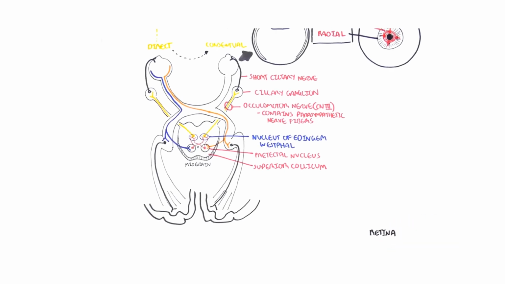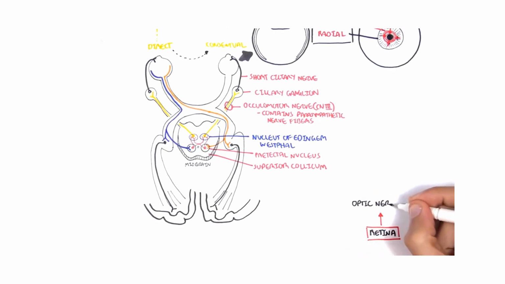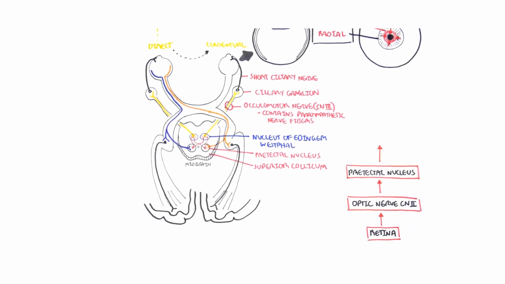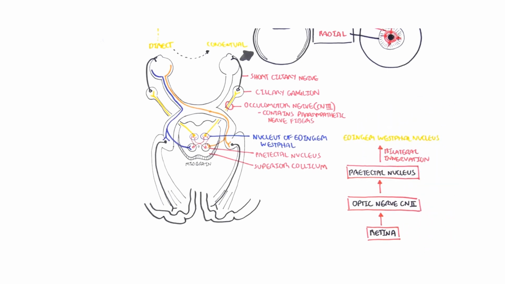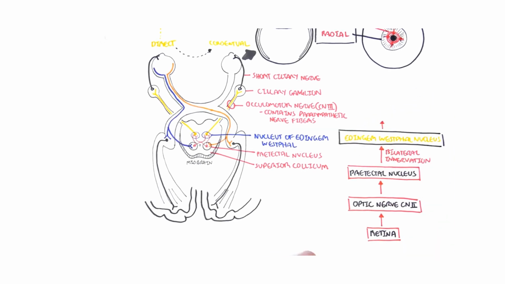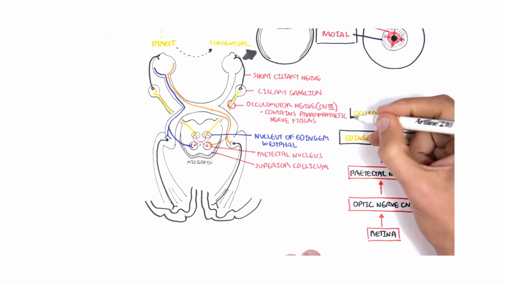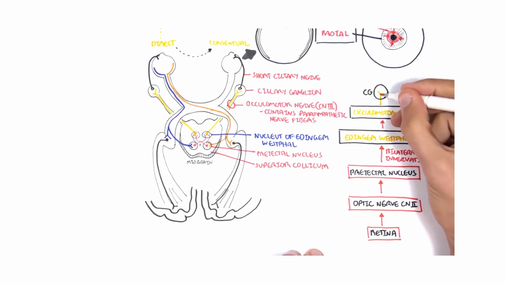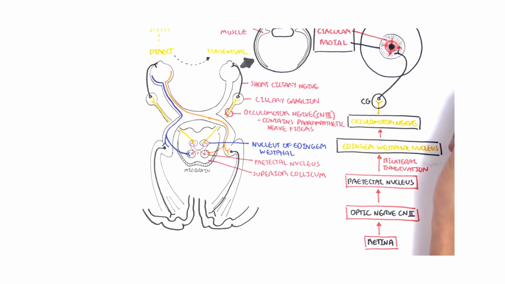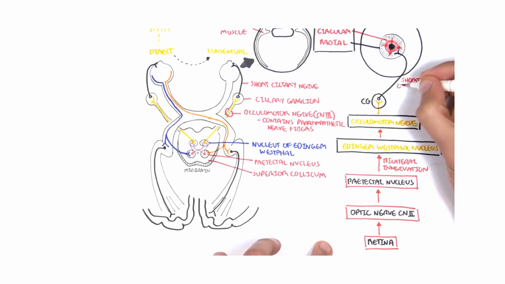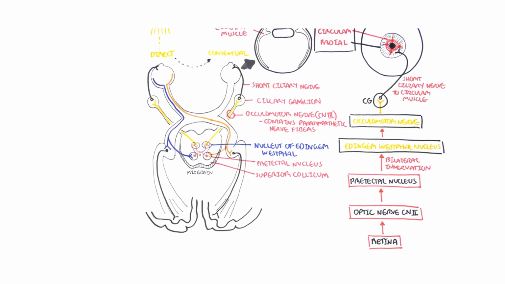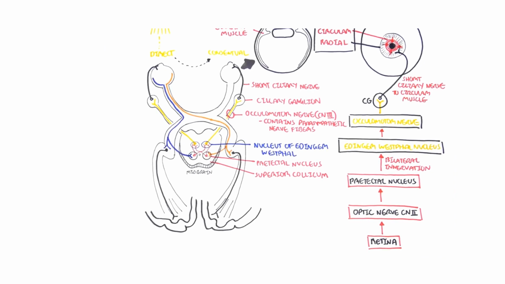Now let's just recap the pathway again. So from the retina, the optic nerve brings this information to the pretectal nucleus in the midbrain, and then you have bilateral innervation. So we have crossing over, etc., to the Edinger-Westphal nucleus. The Edinger-Westphal nucleus will then stimulate the oculomotor nerve, and the oculomotor nerve will then travel to the ciliary ganglion, where it will synapse with the short ciliary nerve to stimulate the circular muscles of the iris, thus resulting in pupillary constriction.